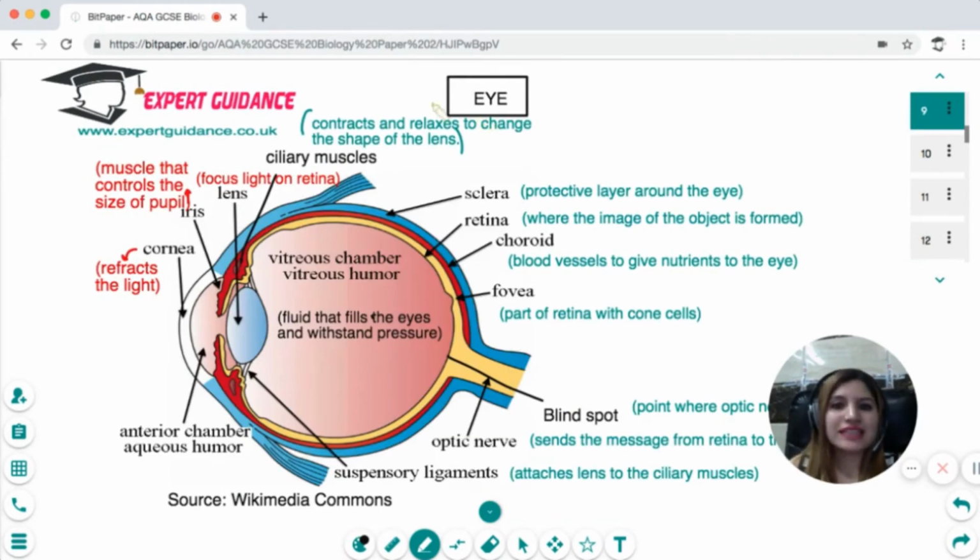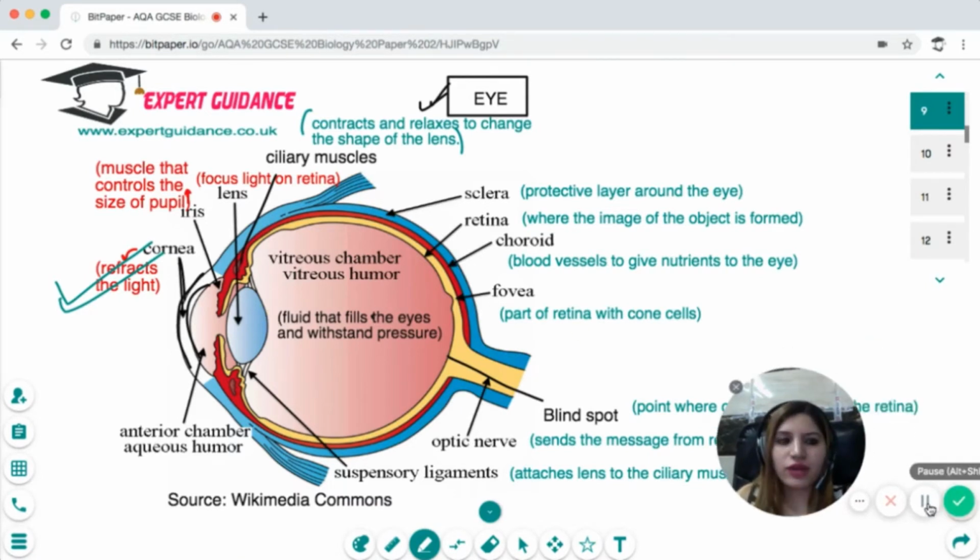Okay, next is the eye. This is the structure of the eye. You should know the different labelings and the function of each of them, and it is very important. So the front part you can see here is the cornea. It's like a little bulge outwards, and the function of the cornea is to refract the light so that it can enter the lens properly.